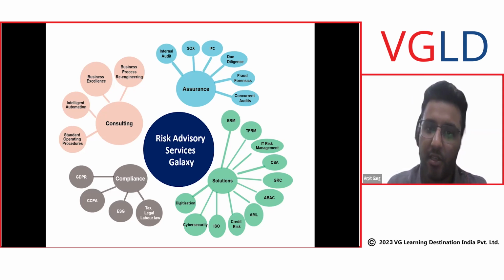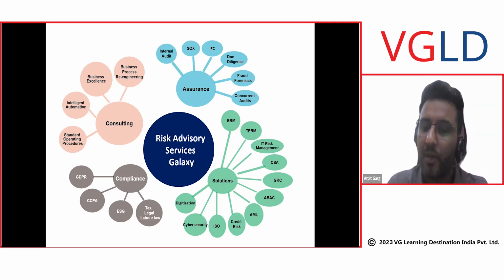Very, very stringent exercise. This is where, as an employee, we can play a role. Internal financial controls, we'll talk about it. Due diligence engagements, fraud forensic related engagements, and concurrent audit related engagements are where we can work on the assurance side of it. In terms of solutions, folks, today companies have their own enterprise risk management teams.